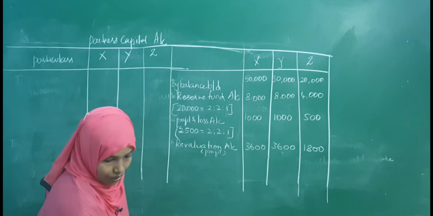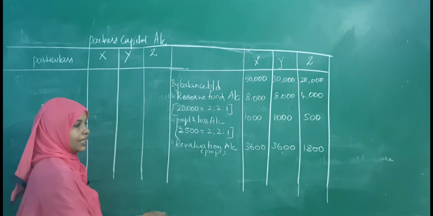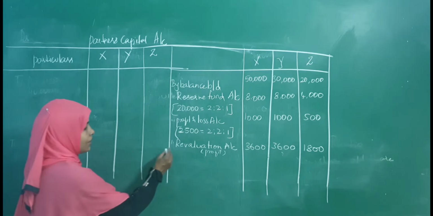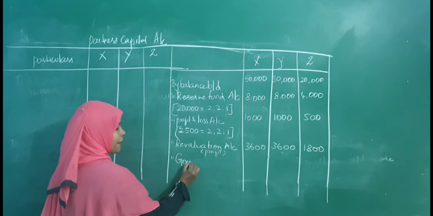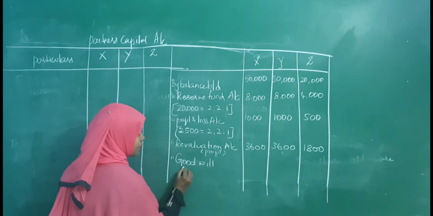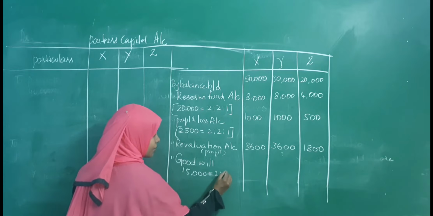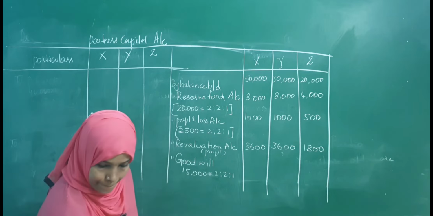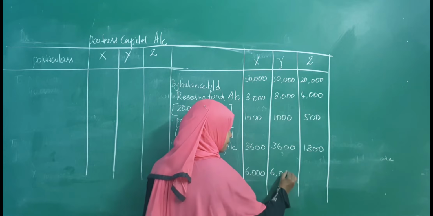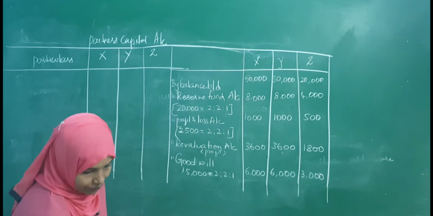Next, now they have given goodwill. Goodwill is created at 15,000. They have not told anything, they have not given any ratio. So you can take the common ratio as 2:2:1. So you can just write goodwill. How much they have given? 15,000 in the ratio of 2:2:1. That is 6,000, 6,000 and 3,000. Okay, we have done with it.